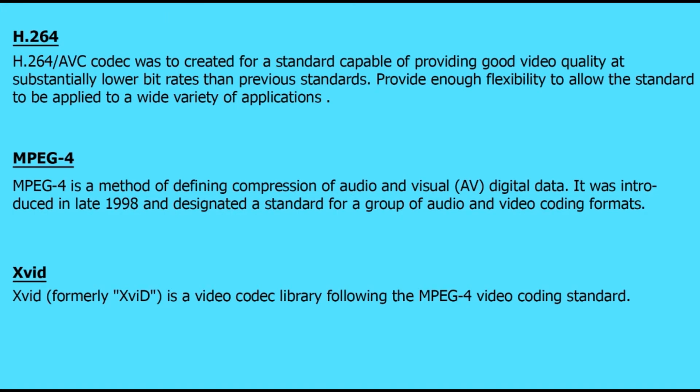The first one is H264, which was created in order to provide good video quality. MPEG-4, which is used for compressed video and audio formats. XVID is basically a video codec library which follows MPEG-4 video coding standards.